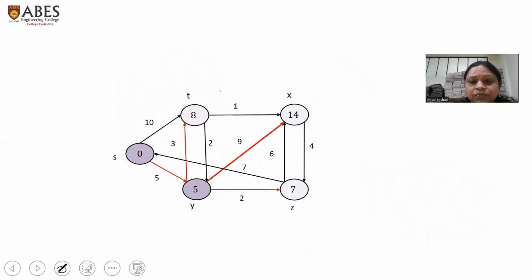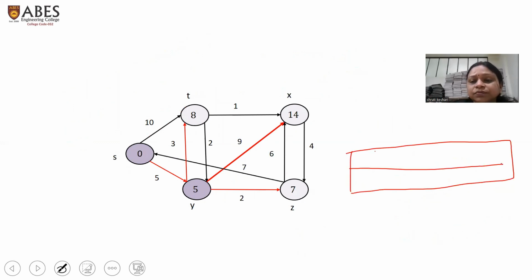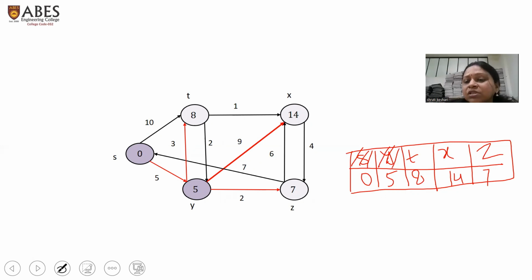This is the current situation of your graph. Here, when you are talking about the current weights for S, Y, T, X, and Z, the values are 0, 5, 8, 14, and 7. You have already visited S and Y. Then what is the minimum value between these three? 7. You need to visit the 7, that is the Z vertex.